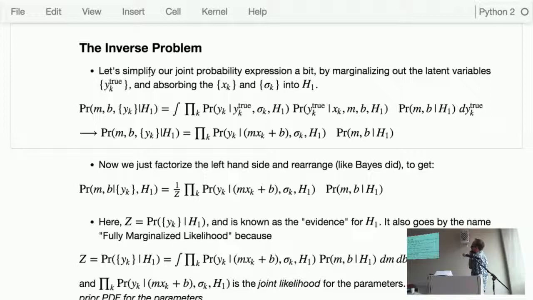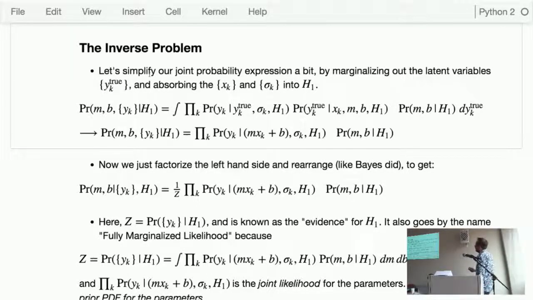So we know we're going to need to get to something that looks like P of M and B given yk. We also need to get rid of all these true yk's. They're in the way. We're not interested in the true value of y. We're interested in the data and the parameters. So we have to marginalize over the true yk's, and there's an integral here over all the yk's. This is just writing out that same factorization, but with the right-hand side being integrated. And on the left-hand side, I've done the integral as well because you can see the yk trues don't appear anymore.